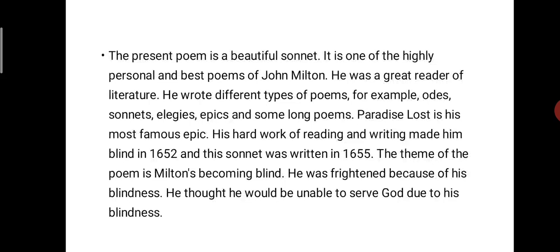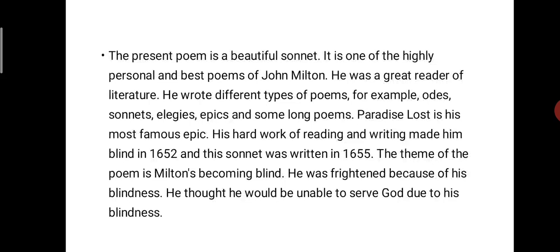The present poem is a beautiful sonnet. It is one of the highly personal and best poems of John Milton. He was a great reader of literature. He wrote different types of poems, for example, odes, sonnets, elegies, epics, and some long poems. Paradise Lost is his most famous epic. His hard work of reading and writing made him blind in 1652, and this sonnet was written in 1655.